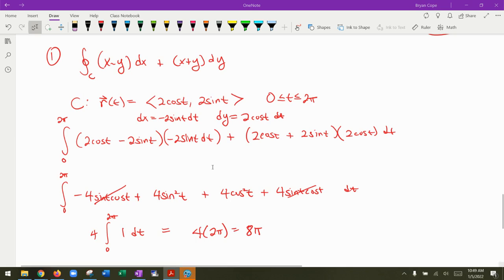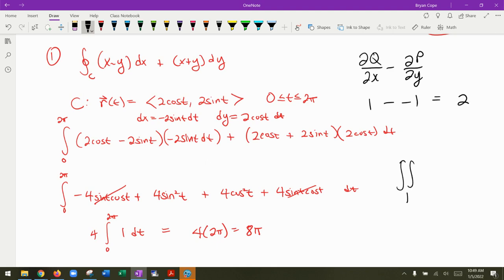Okay, now let's do it using Green's theorem. So we'll take the partial of Q with respect to x minus the partial of P with respect to y. Q with respect to x is 1. P with respect to y is negative 1. So the integrand is going to be 2.